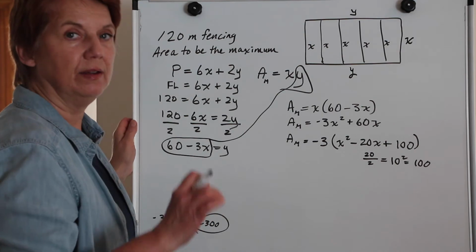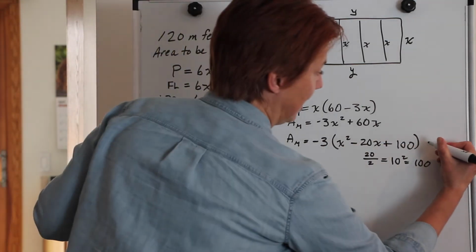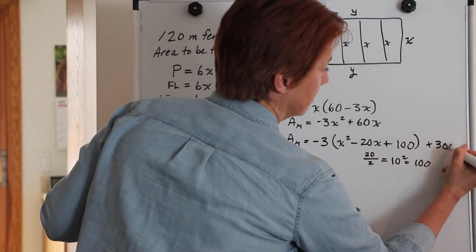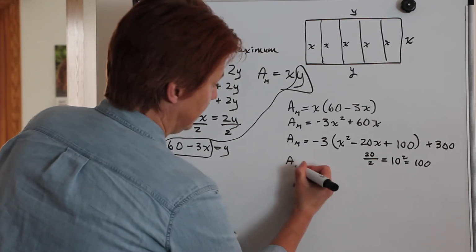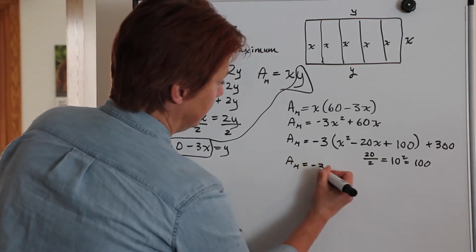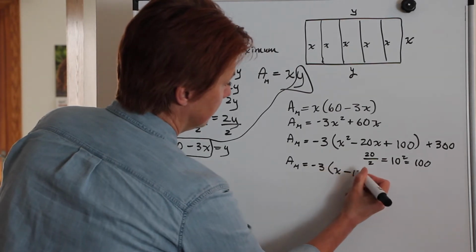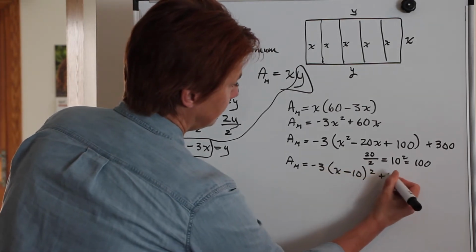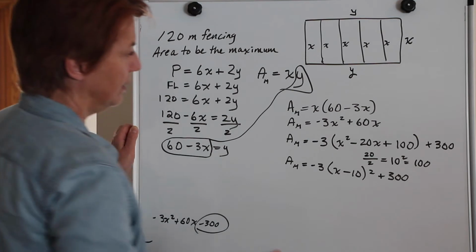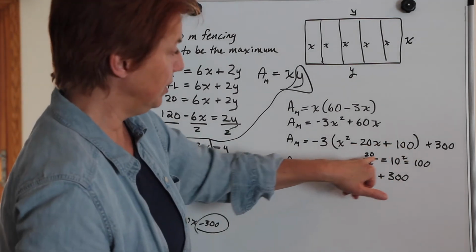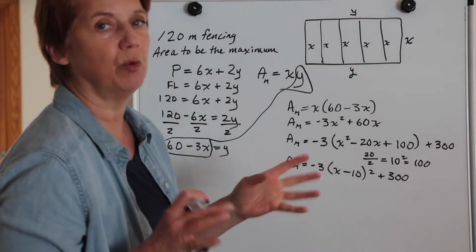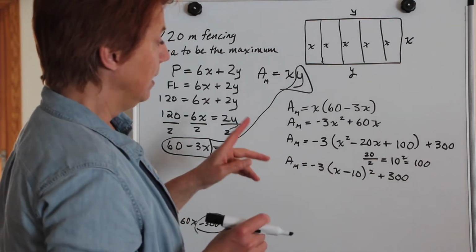So to not change it, we have to add that 300 back. Okay, it's our balance number, right? And then we're going to write this in completed square form, which looks like this. Remember, when this is a perfect square trinomial, the work that we do here ensures that. That's what we're trying to do, that's what we have to do.